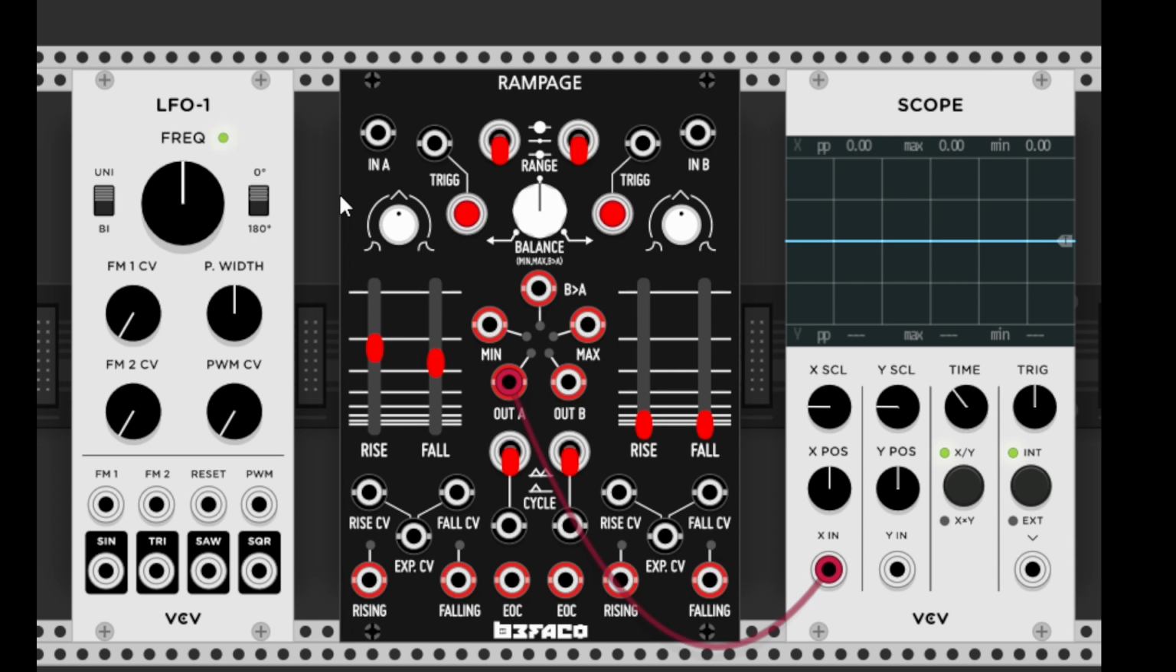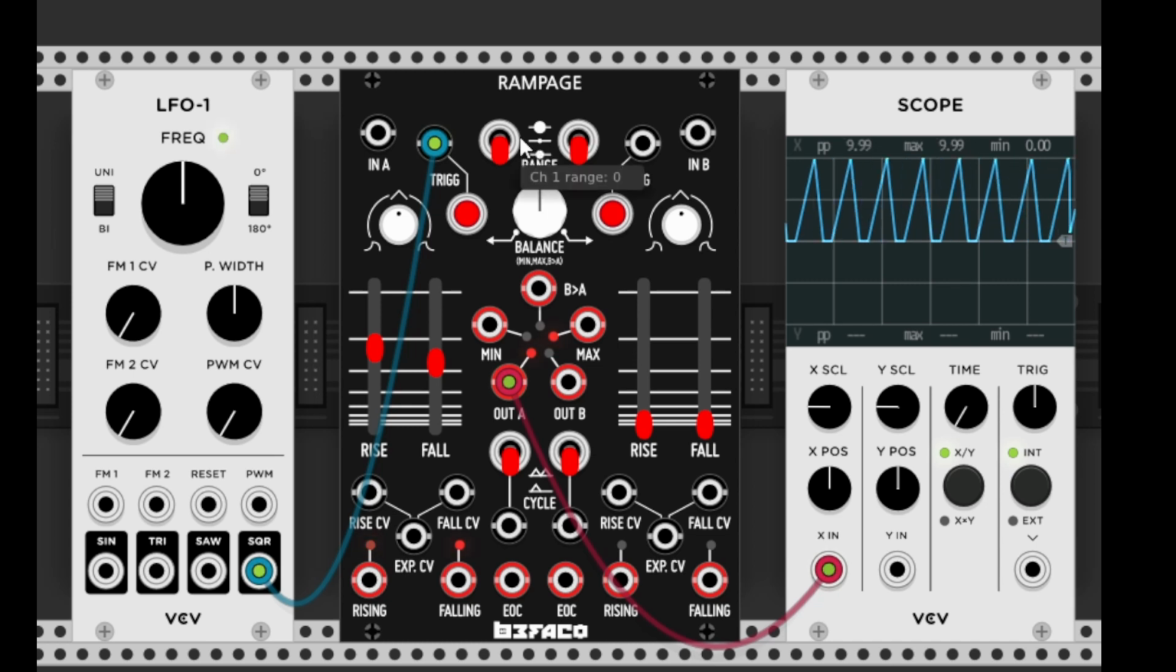I can do so manually by pushing this button, but I have to change the time. Quite long. Yeah, that's better. Or I can do this externally by using the square wave of an LFO, for example. All right. So the range switch sets the time dimension.